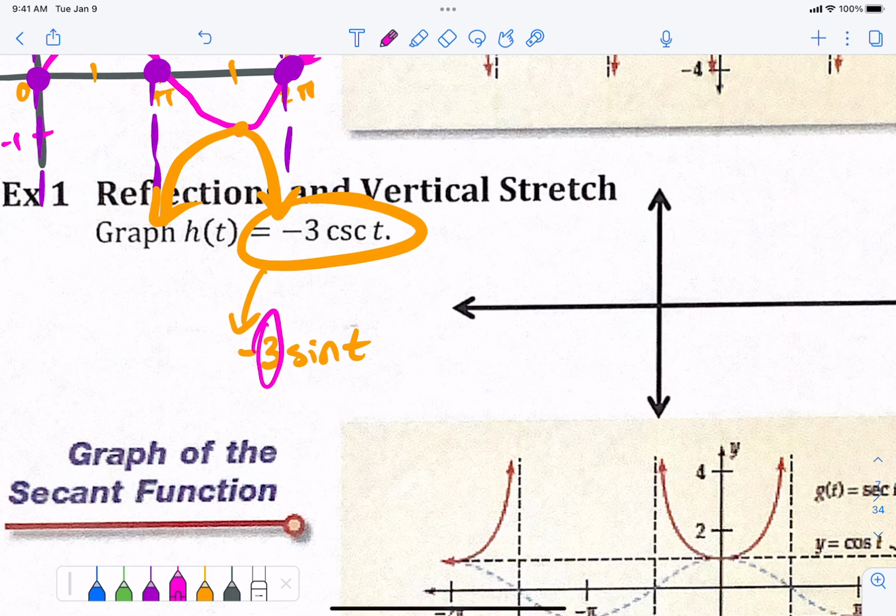Let's talk about what the 3 is doing to the sine graph. It's the amplitude. That makes it taller. It's a vertical stretch by 3. And the negative is making it go over the x-axis, so it's flipping it down.